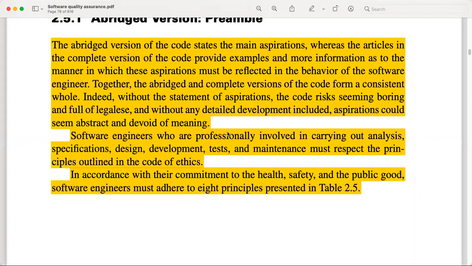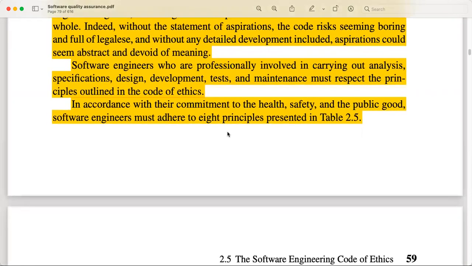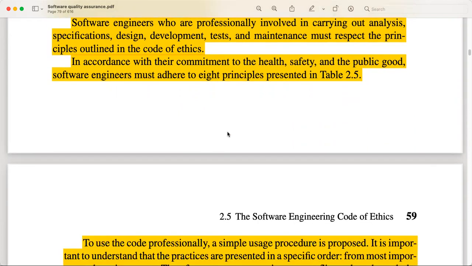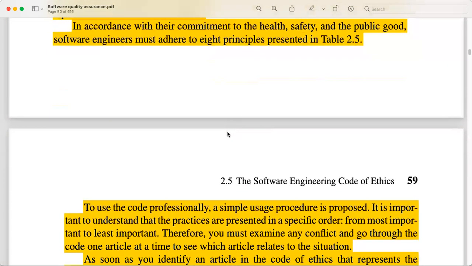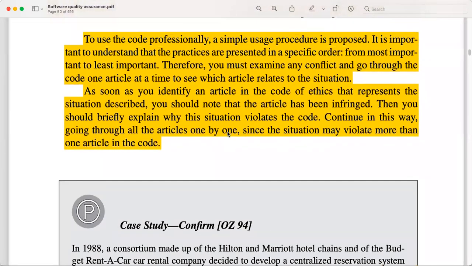Indeed, without the statement of aspirations, the code risks seeming boring and full of legalities, and without any detailed development included, aspirations could seem abstract and devoid of meaning. Software engineers who are professionally involved in carrying out analysis, specification, design, and maintenance must respect the principles outlined in the Code of Ethics. In accordance with their commitment to the health, safety, and the public good, software engineers must adhere to the principles present in this. To use the code professionally, a simple usage procedure is proposed.